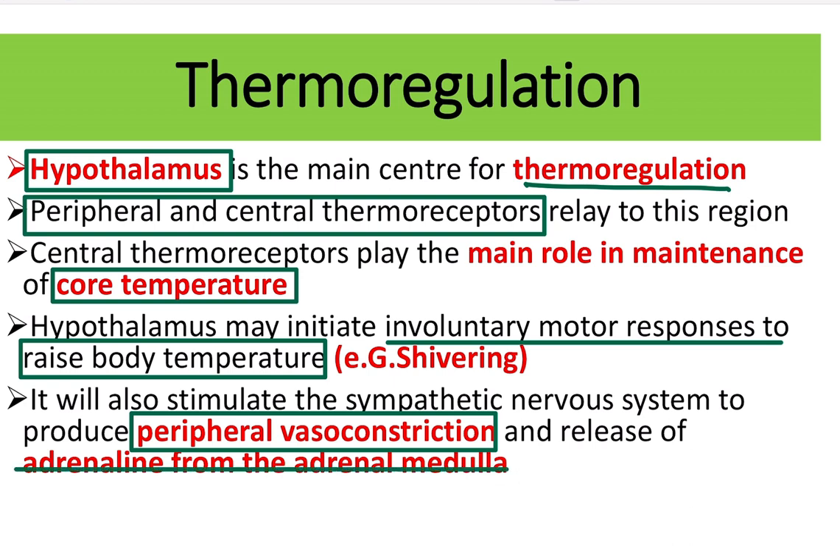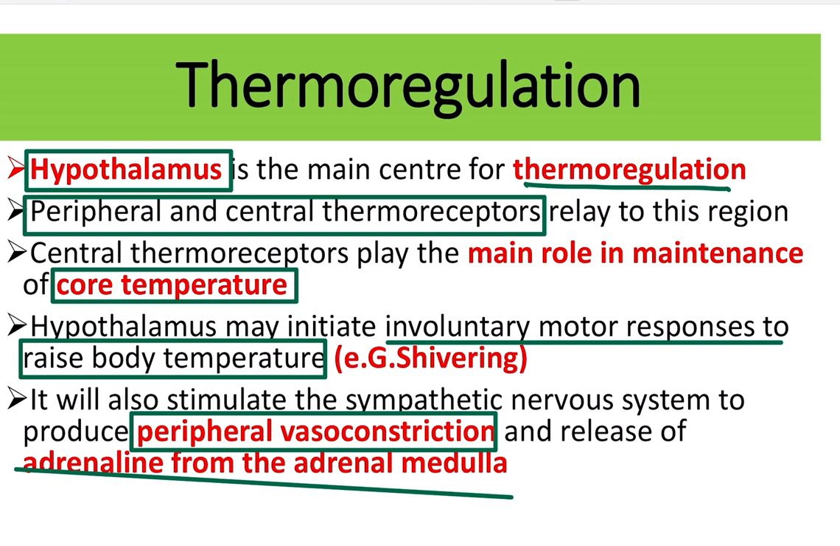So adrenaline is also released from the adrenal medulla, which is part of the sympathetic nervous system. So the sympathetic nervous system is activated and adrenaline is released from the adrenal medulla. So it is in short about thermoregulation. That means the hypothalamus is the main organ for thermoregulation.